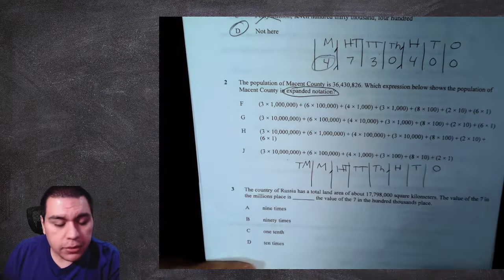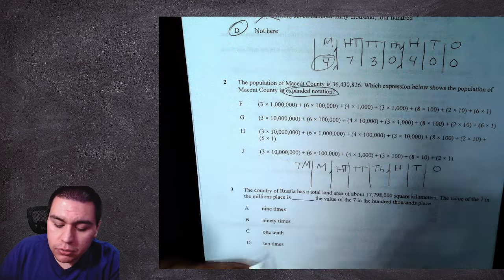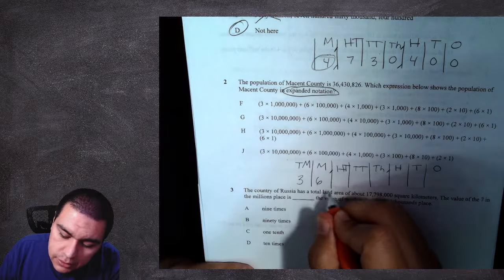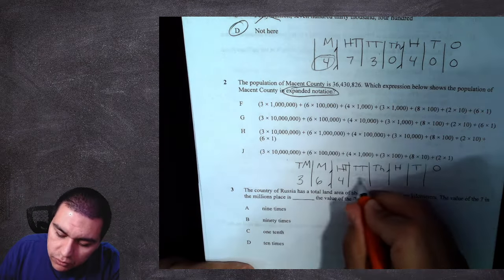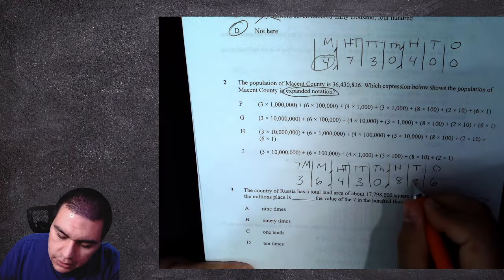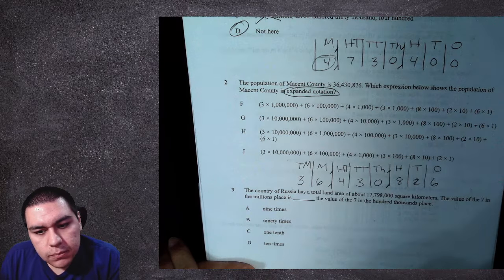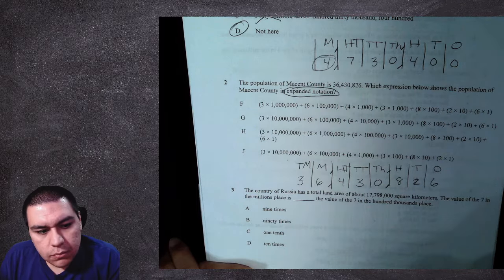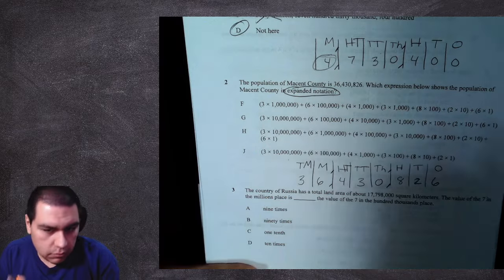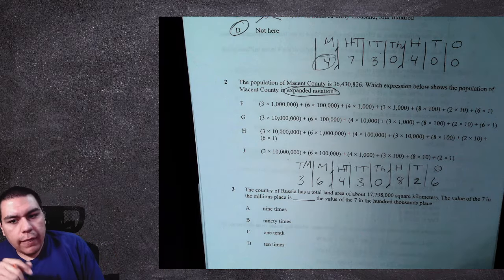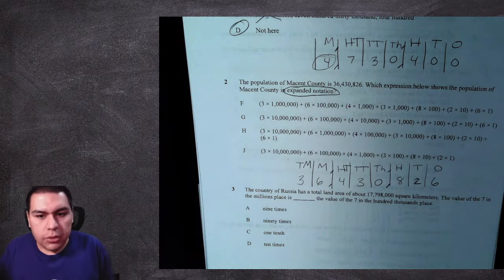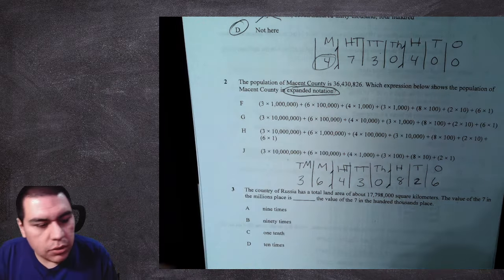I'm going to put my number into the place value chart and make sure that those commas stay lined up. 36, comma, 430, comma, 826. Okay, all right. Now, I like what Jaylene said. Expanded notation is when you separate the number and you make it look bigger. And we use the place values to do that.